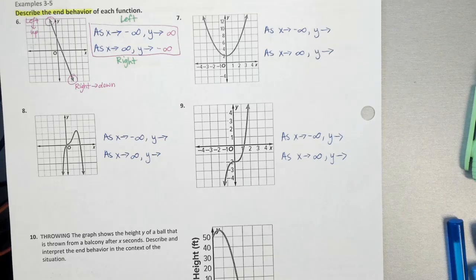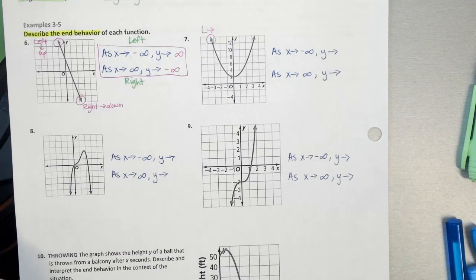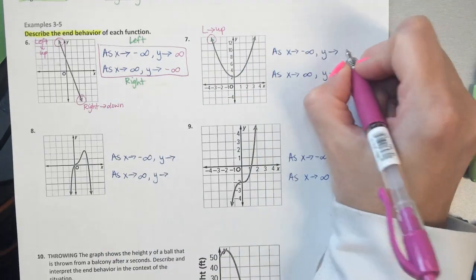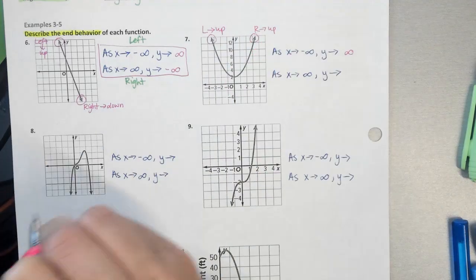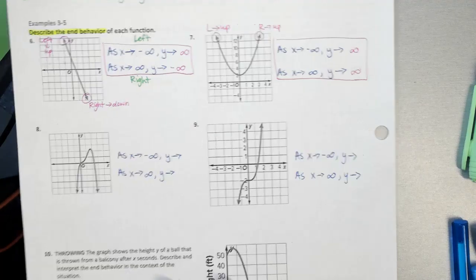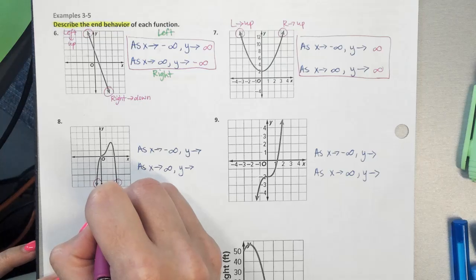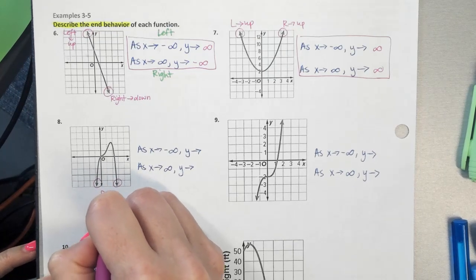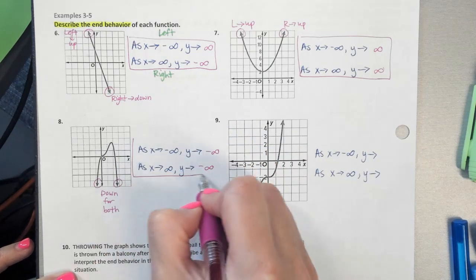All right, it looks like some of us are doing pretty good. On the left side, are we going up or down? Yeah, we're going up. So this is going to be positive infinity. On the right side, we're going up. So they're both going to be positive infinity. And then both of these are going down, which means this is negative infinity and this is negative infinity.